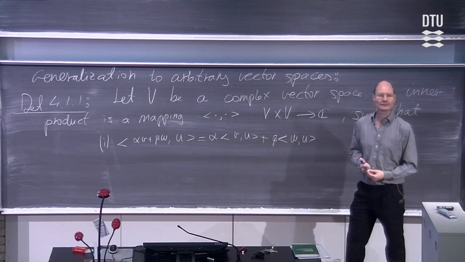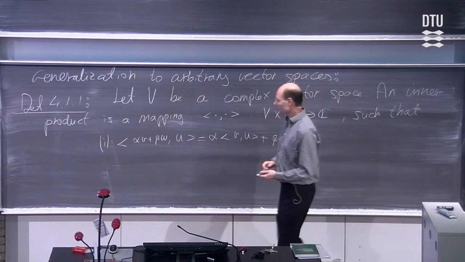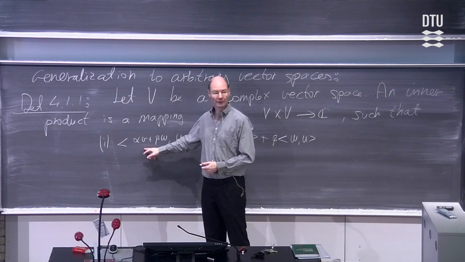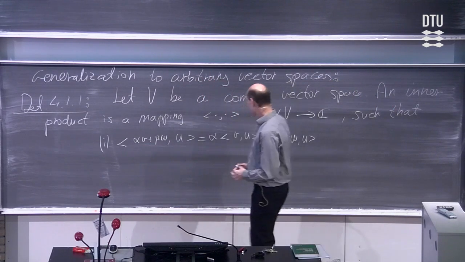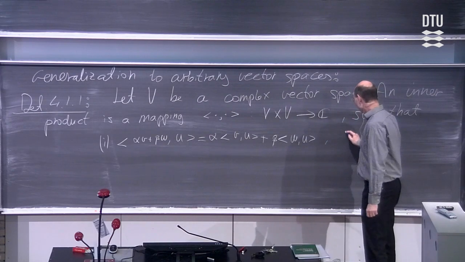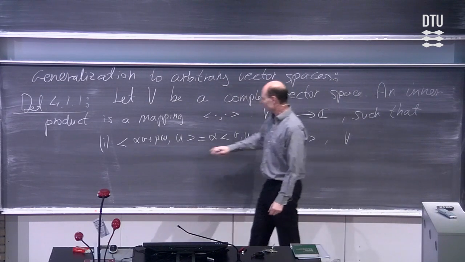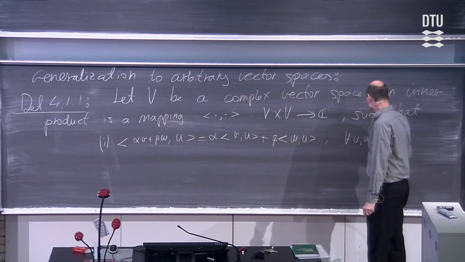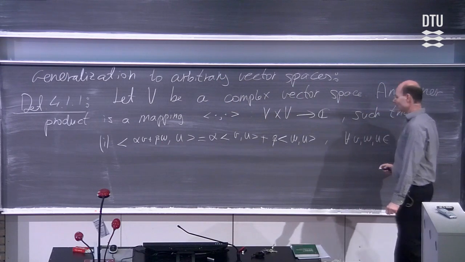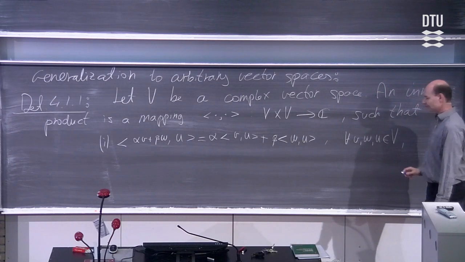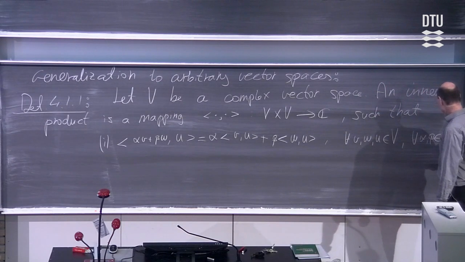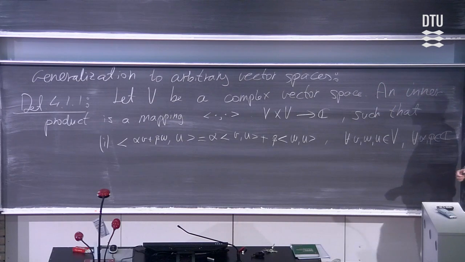So what this actually says is we want the inner product to be linear. It should be a linear function of what goes on in the first variable. So we want this to happen for all choices of these vectors v, w, and u, all of them belonging to V, and we also want it to happen for all alpha and beta belonging to the complex numbers.